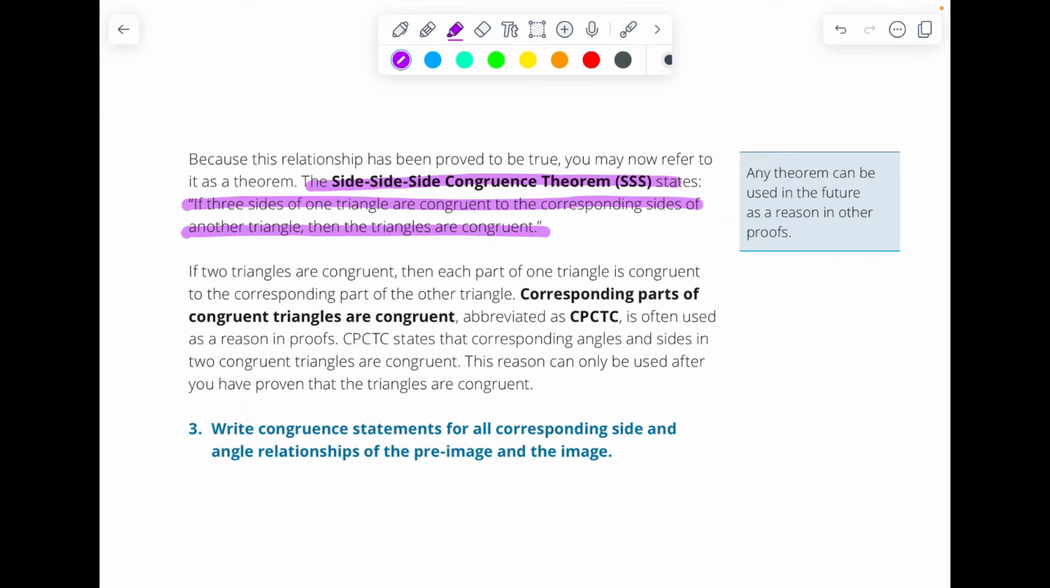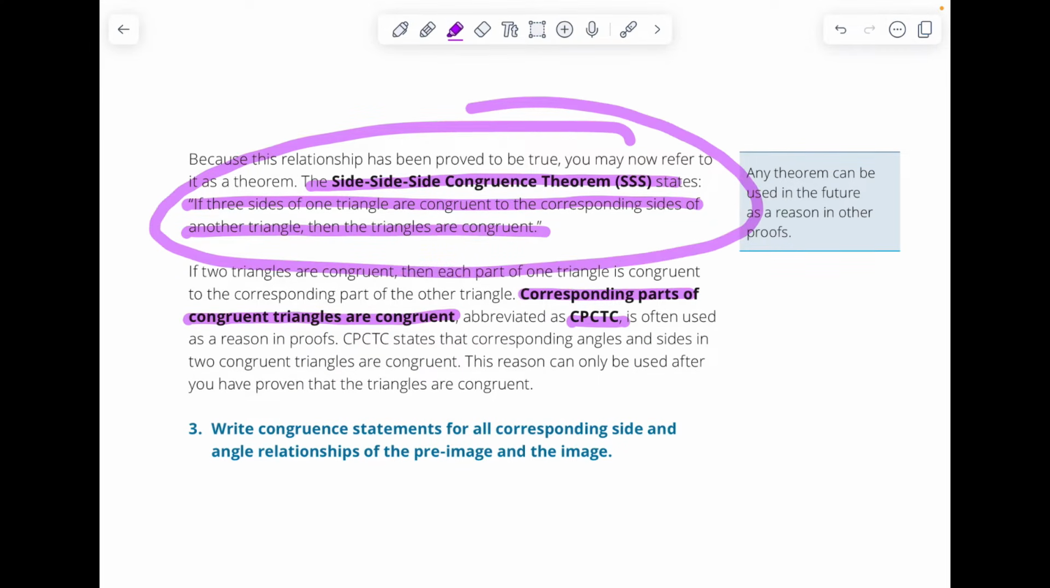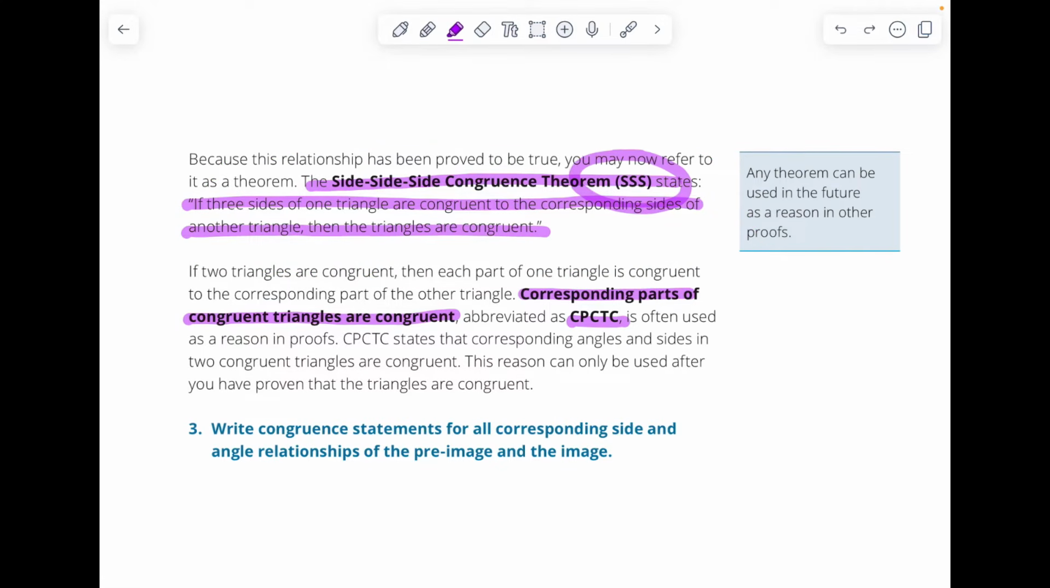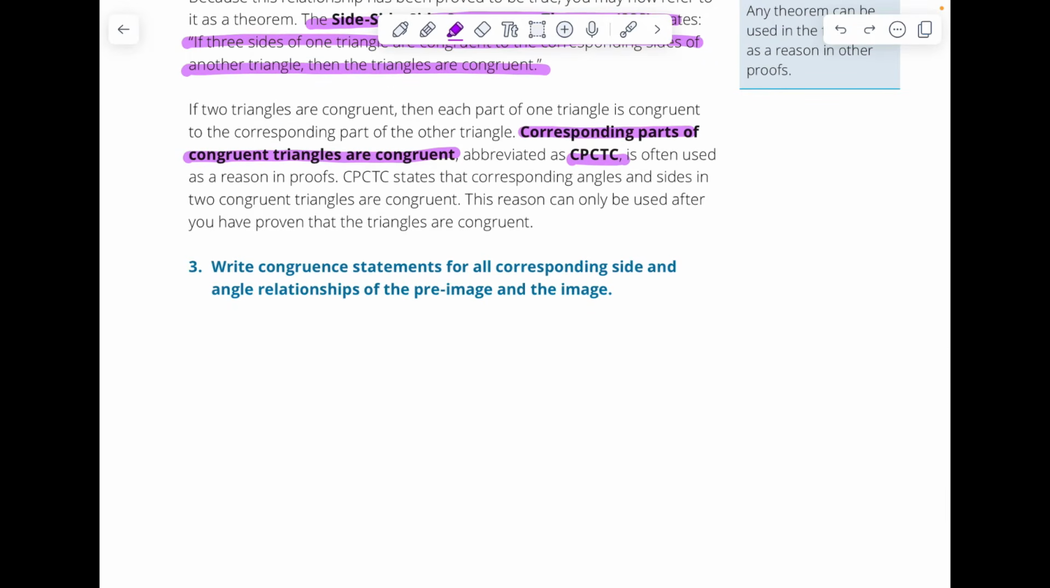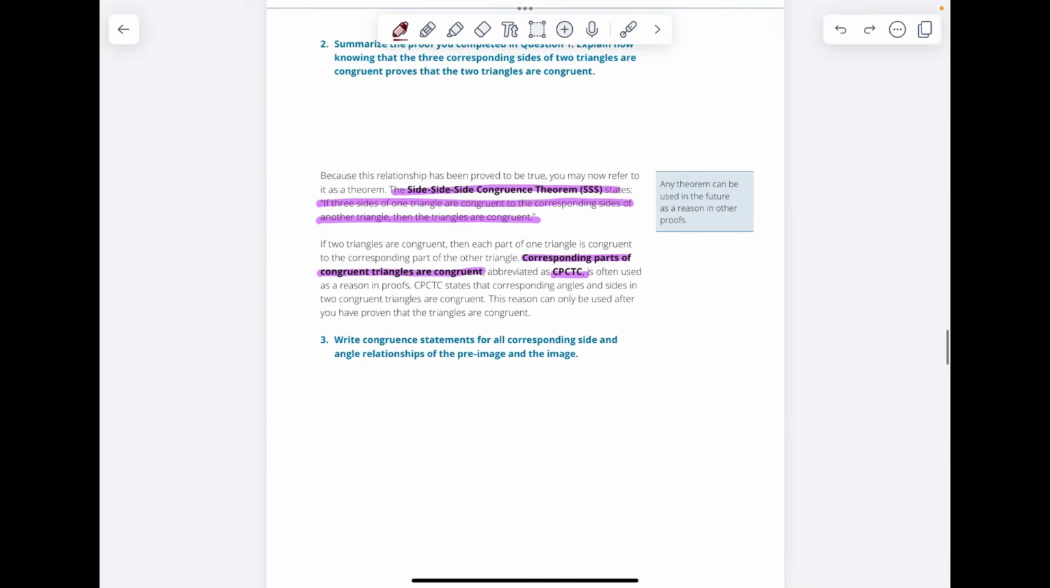All right, if two triangles are congruent, then each part of the triangle is congruent to the corresponding part of the other. We call this CPCTC. Corresponding parts of congruent triangles are congruent, or CPCTC. Basically, if this is true, this is what I was saying. If this is true, then the angles are also congruent, even though this has nothing to do with the angles specifically. All right, write congruent statements for all corresponding sides and angle relationships of the pre-image and the image.